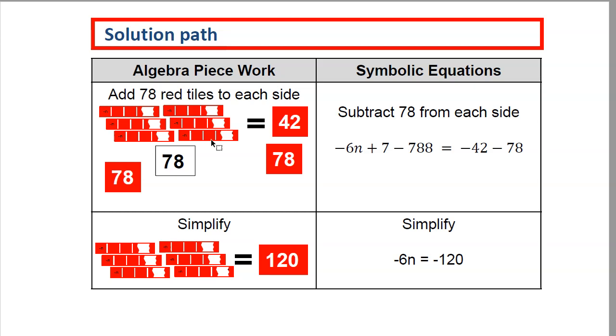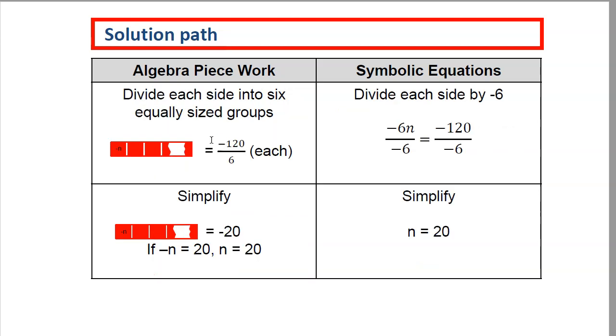Our symbolic work shows that we simplify to get negative 6n equals negative 120. Now we divide each side into 6 equally sized groups, so the n strip is negative 120 divided by 6, each of them, which simplifies to the red n strip equals negative 20. Since negative n equals negative 20, then n equals 20. On the right, we do a similar thing. We divide each side by negative 6, and we get n equals 20.